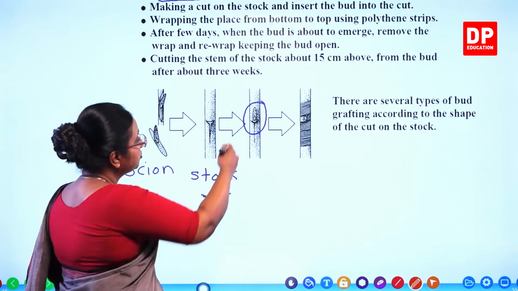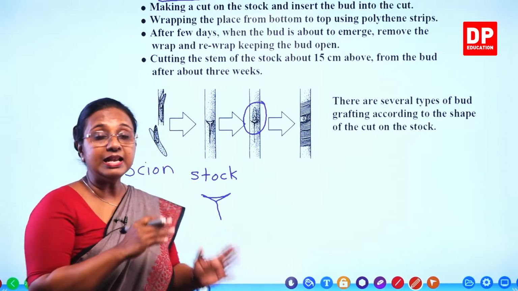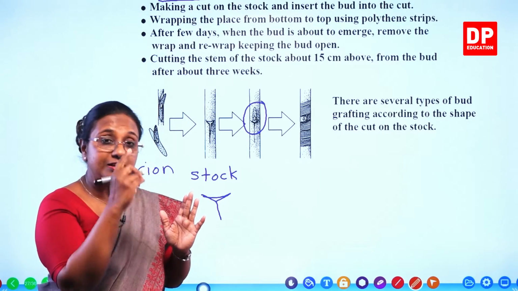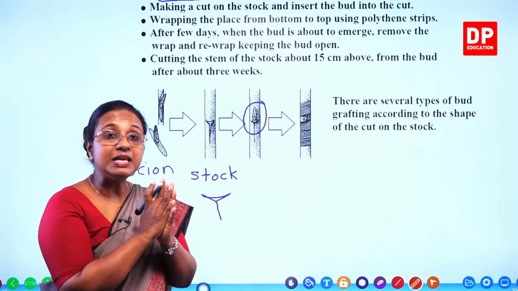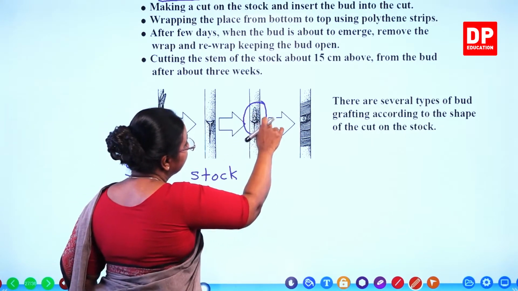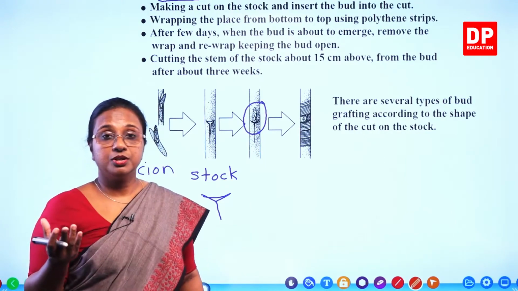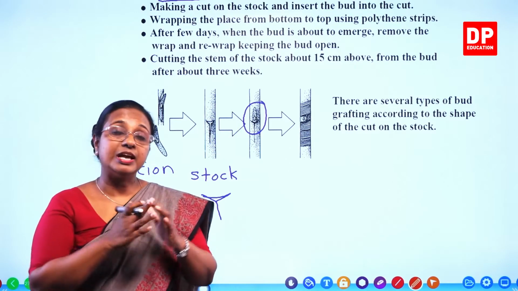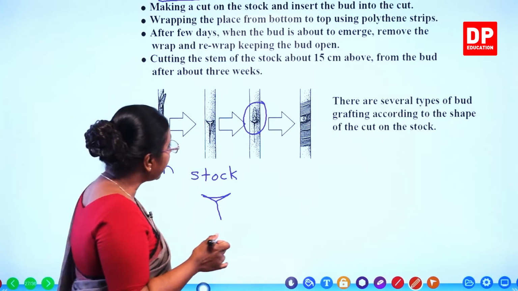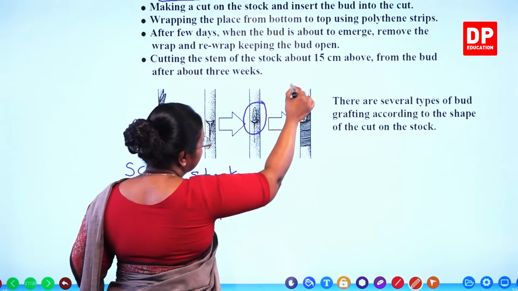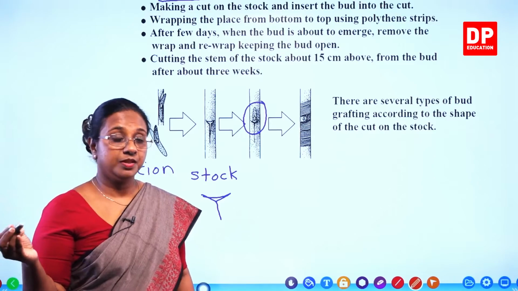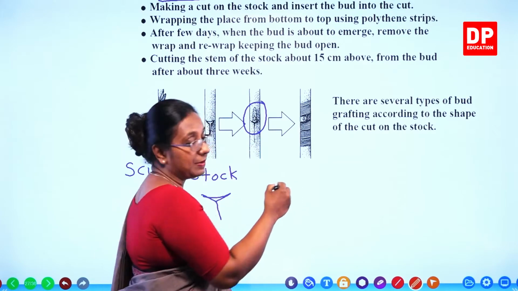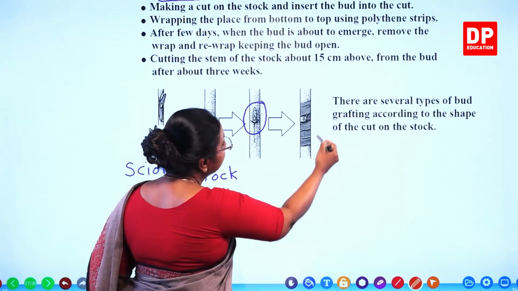Why do we need to wrap it? If you just insert it and let it be, the bud can fall off. But when you insert it into the cut and wrap it with polythene, it will be intact, and the bud will attach with the tissue of the stalk. The bud is the scion and the stalk is the plant, so they will attach together and start growing together. Thereafter, a twig will start to grow from this bud. At that point, when the twig starts to emerge, we remove the polythene strip and re-wrap it like this.